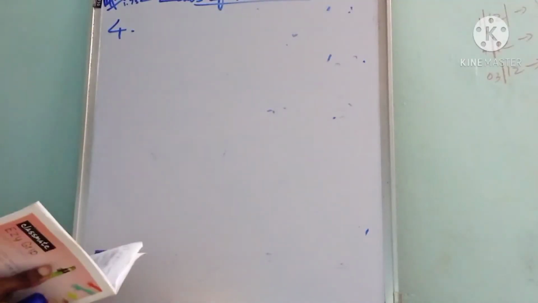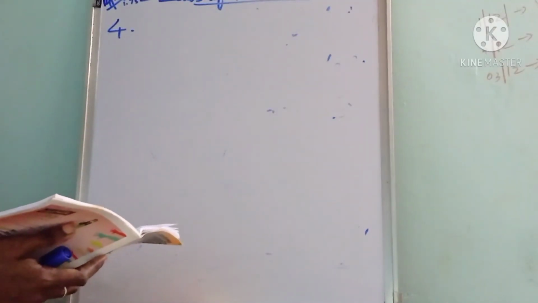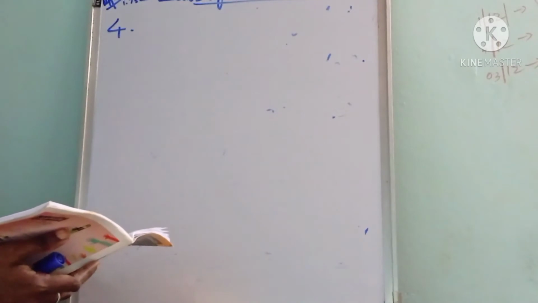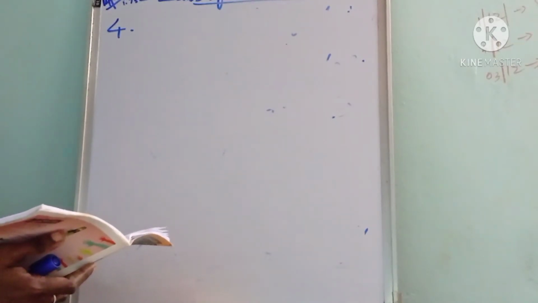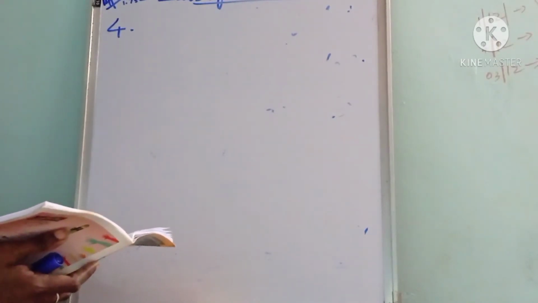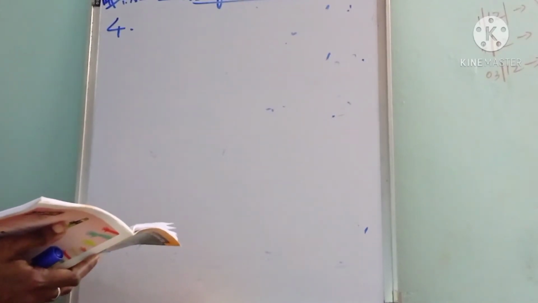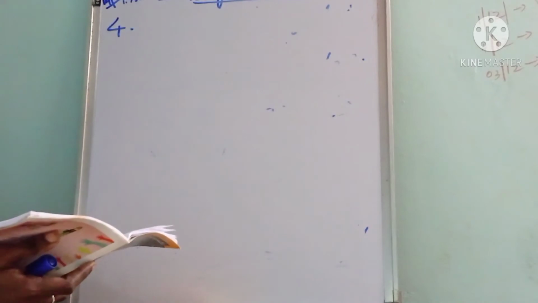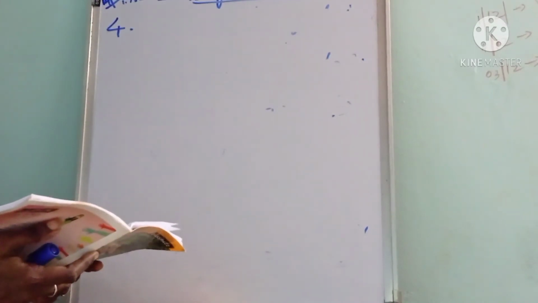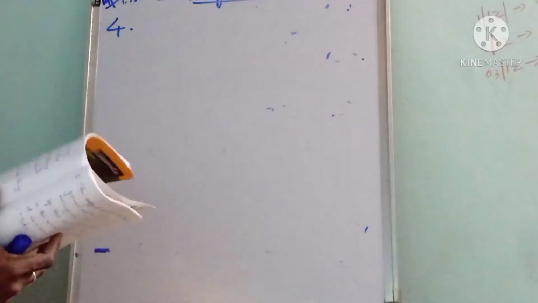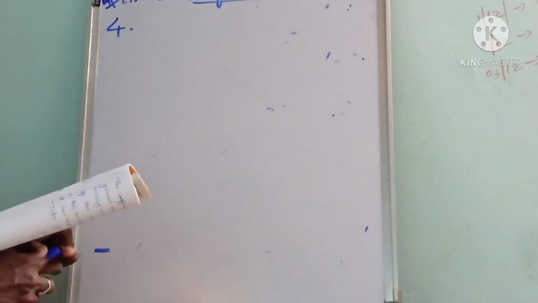Next, the fourth question is: a car of mass 1000 kg moving with a speed of 30 meter per second collides with the back of a stationary lorry of mass 9000 kg. Calculate the speed of the vehicles immediately after the collision if they remain joined together. Okay, that is the question.